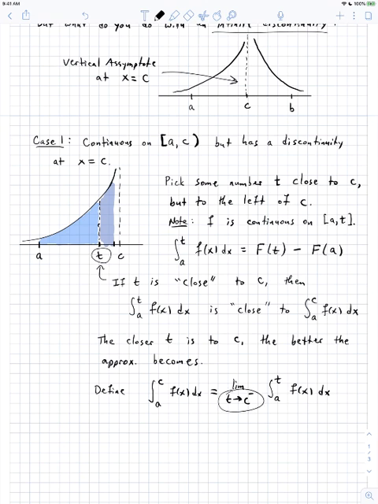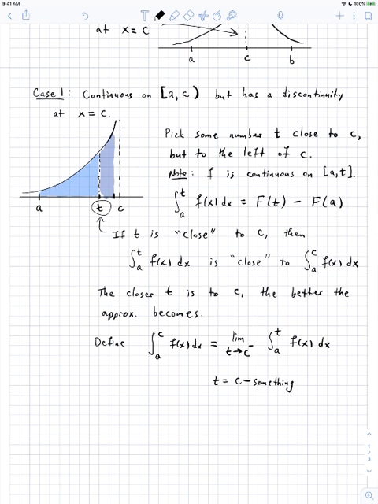Remember when you see t approaching c with the minus sign, what that means is t is equal to c minus something. So t is to the left of c. So this is a limit where t approaches c from the left. And we do that because t has to be smaller. If we picked a t that was bigger than c, then we'd be jumping over our point of discontinuity.